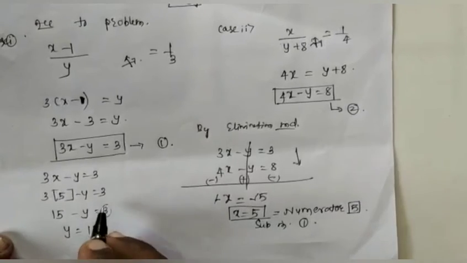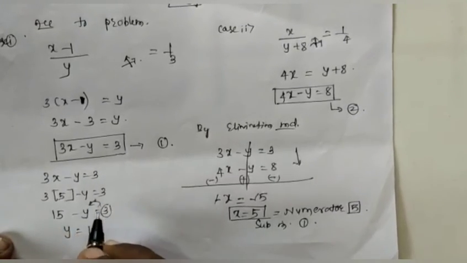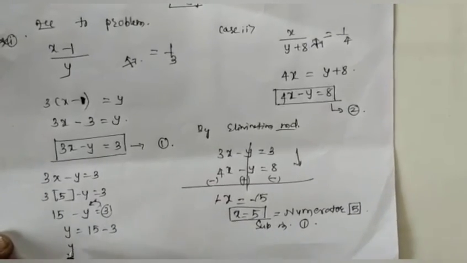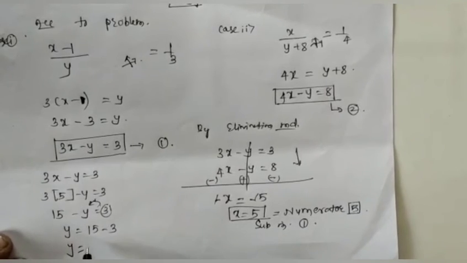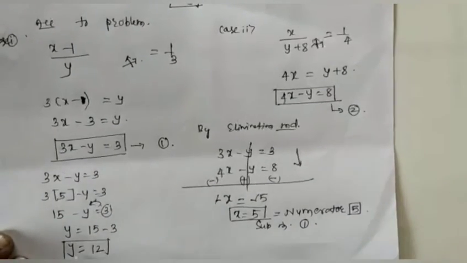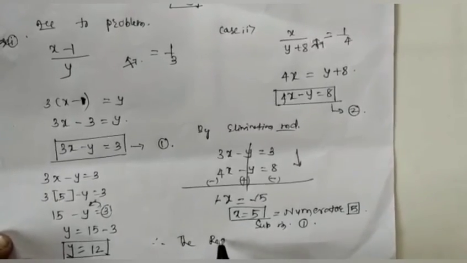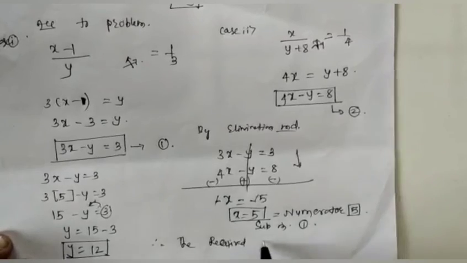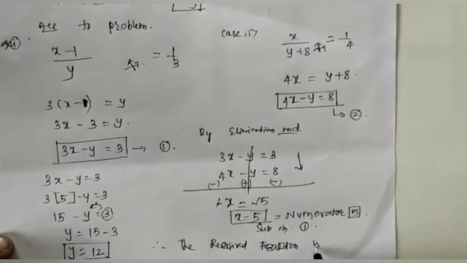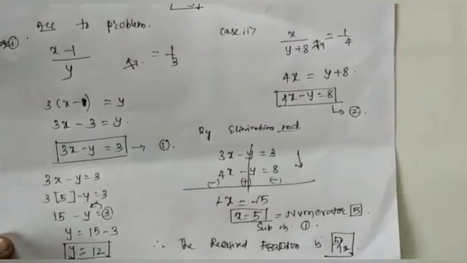Transposing plus 3 from the right-hand side to the left-hand side, it becomes minus 3. Therefore y equals 15 minus 3, which is 12. Therefore the required fraction is 5 by 12. Is this understood, children?